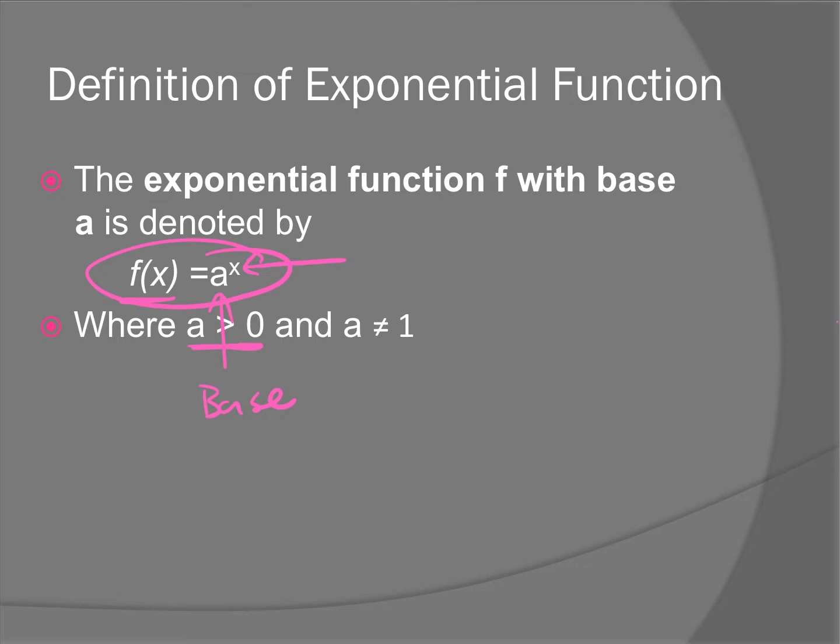A cannot be 0. Well, a has to be greater than 0, and it cannot be 1. Because if we had 1 to the power of x, it's always just 1, no matter what our exponent is.